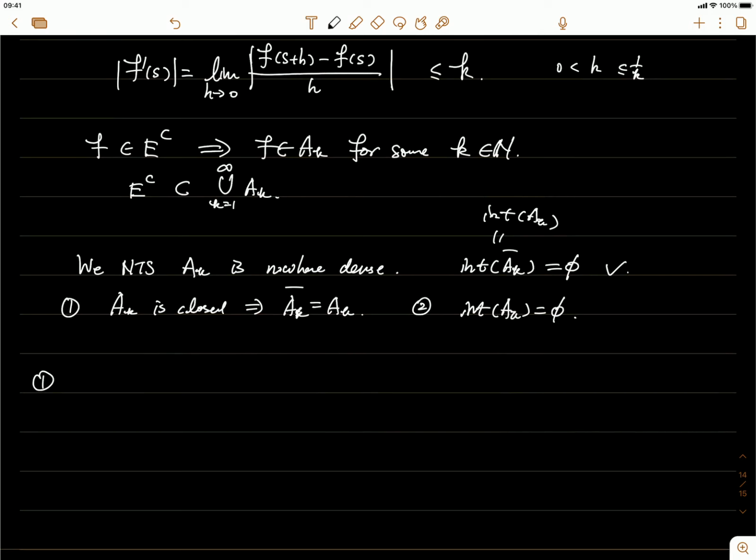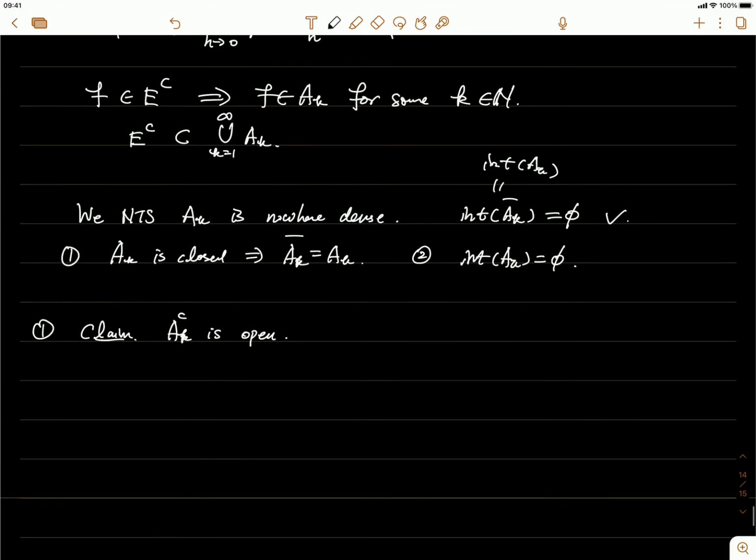Okay, so now let's first show that A_k is closed. To show that A_k is closed, I just need to show that the A_k complement is open. I'm going to claim that the A_k complement is open. Well, how to show this is open? I need to show that every point is an interior point. To show that, let's say that we take any f in the A_k complement.